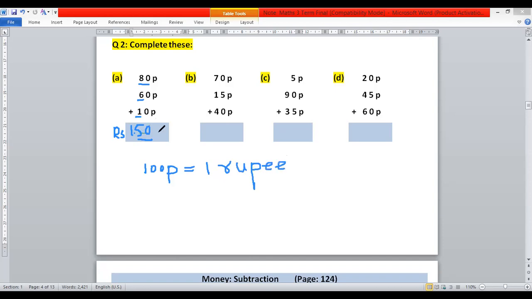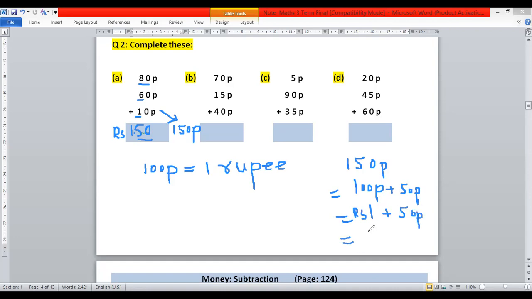Here we have 100, and when we add them, we get 150 paise. So 150 paise means 100 paise plus 50 paise. 100 paise means 1 rupee, plus 50 paise.